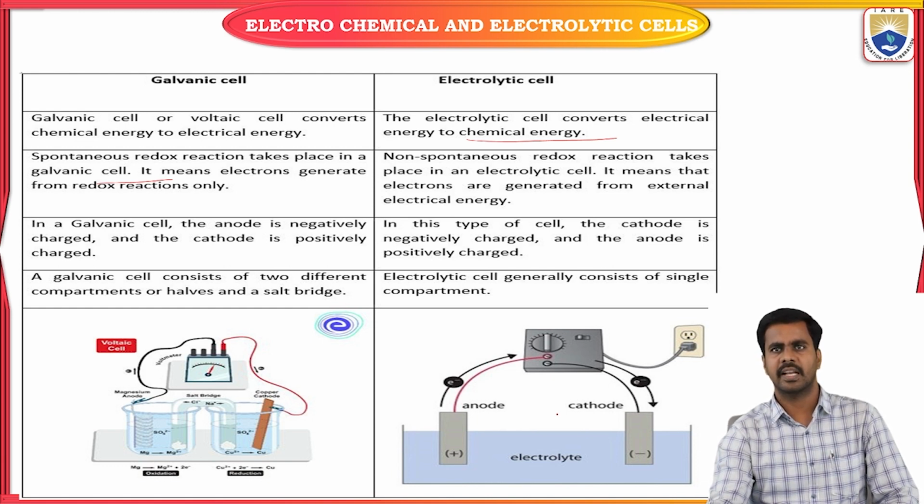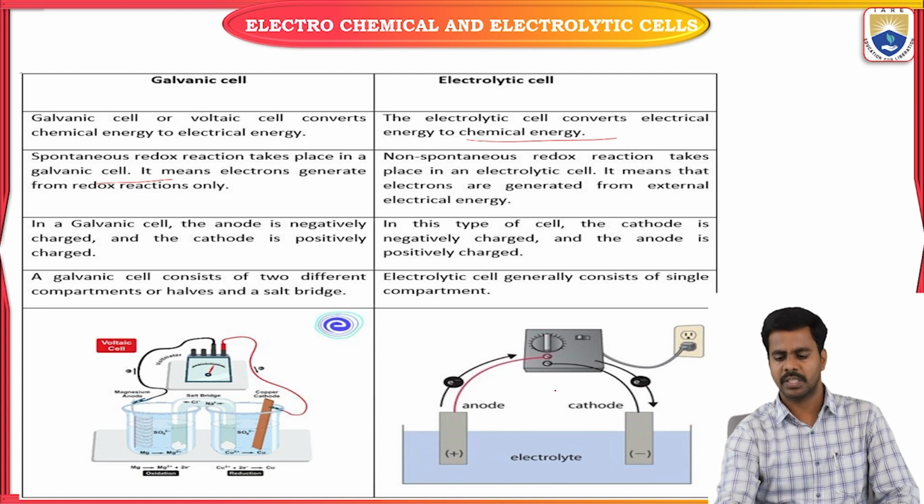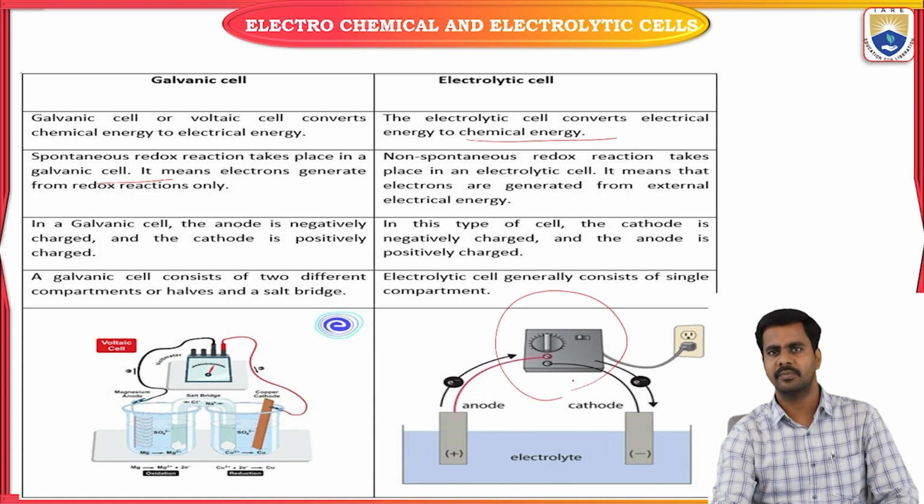Next, in the electrochemical cell, the anode is negative and the cathode is positive. Oxidation takes place at the anode and reduction takes place at the cathode. Whereas in the electrolytic cell, the cathode is negative and the anode is positive. Why? Because of the presence of an external source in the electrolytic cell, the sign of the electrodes is changed due to the battery.